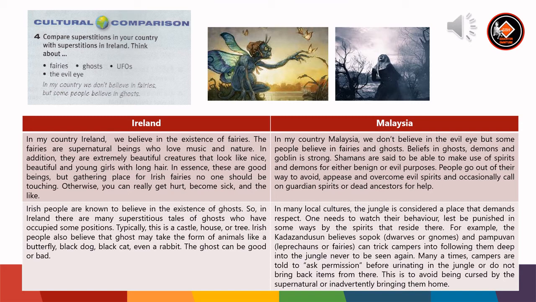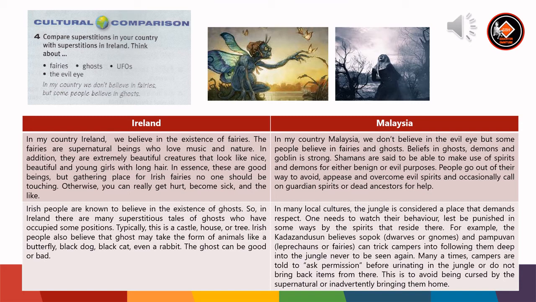Shamans are said to be able to make use of spirits and demons for either benign or evil purposes. People go out of their way to avoid, appease and overcome evil spirits, and occasionally call on guardian spirits or dead ancestors for help. In many local cultures, the jungle is considered a place that demands respect. One needs to watch their behavior, lest they be punished in some ways by the spirits that reside there.